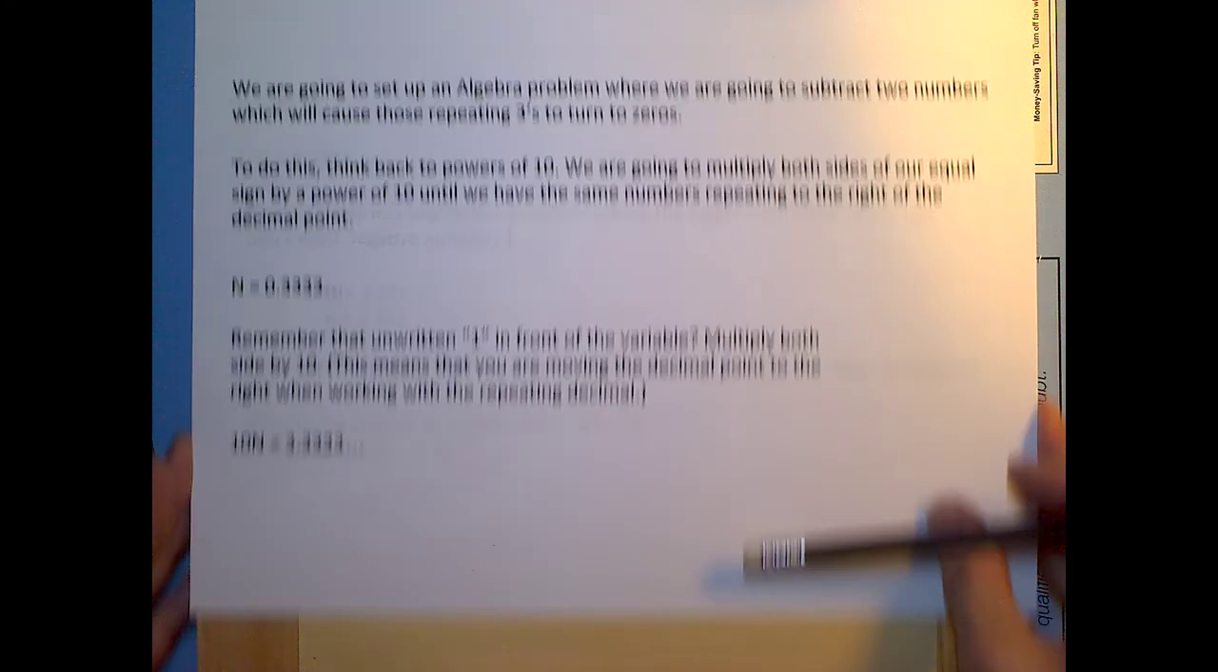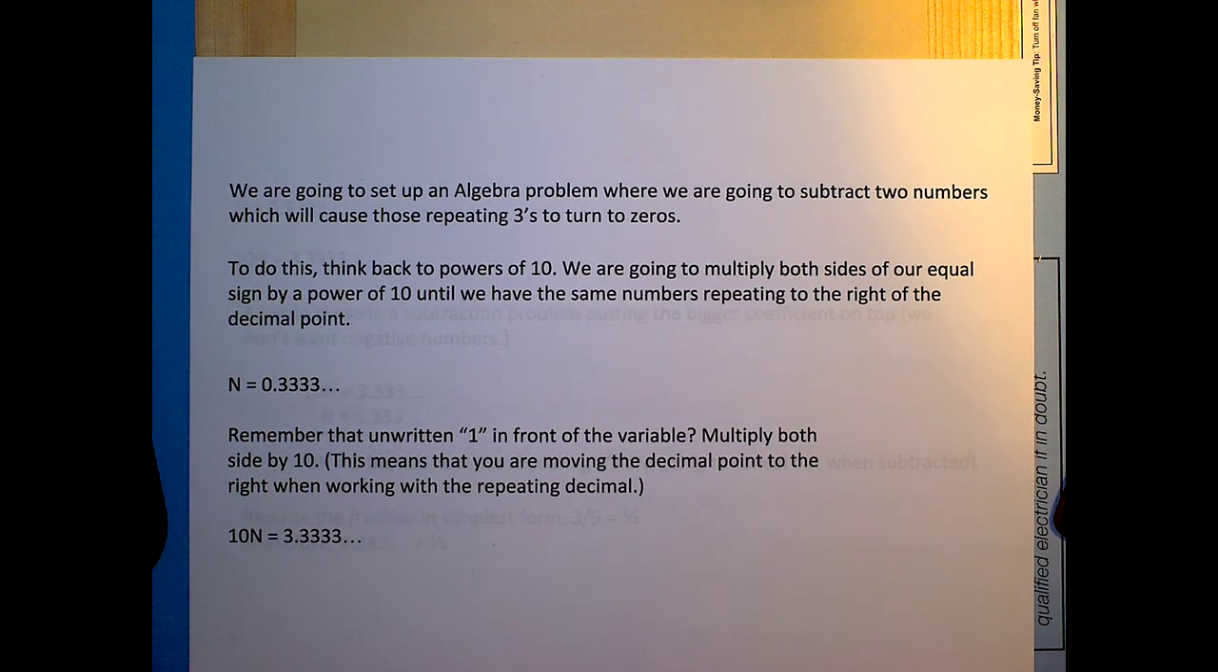So what happens, we're going to set this up as an algebra problem. And when we do this, we're going to end up subtracting and we're going to cancel out all of those repeated 3's. All of those repeated 3's are actually going to turn to repeated zeros and we can drop the zeros. All right, so to do this, I want you to think back to those powers of 10. 100, 1,000, 10,000. Because we're going to end up multiplying both sides of our equal sign by the same number, one of those powers of 10. And we're going to do that until we find the decimal point and the numbers that repeat that they line up.